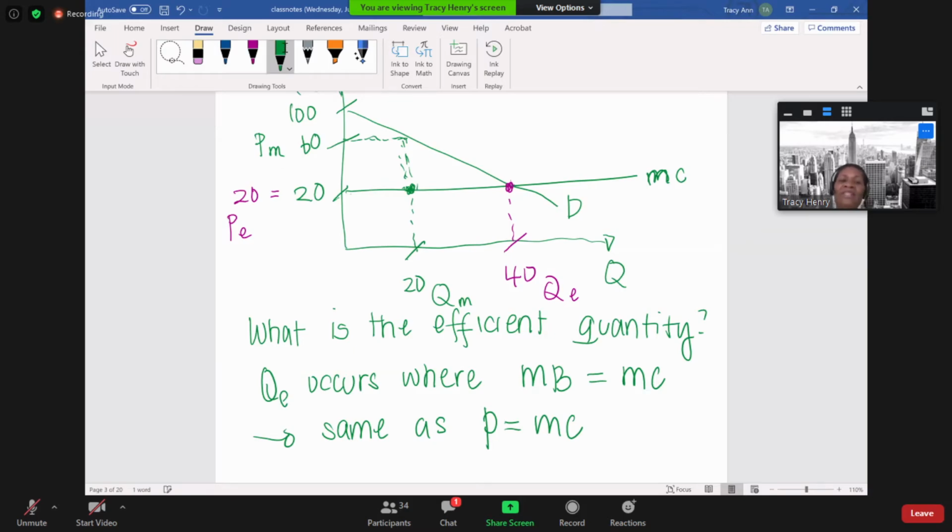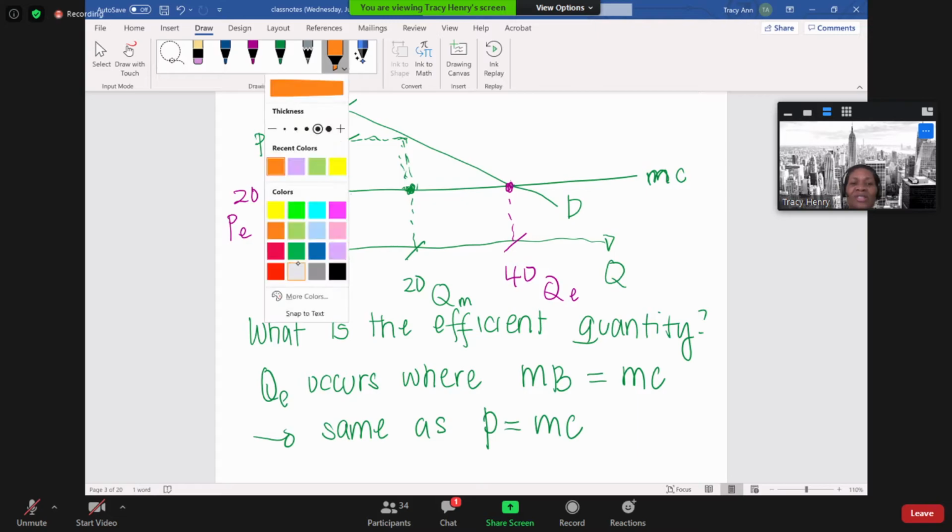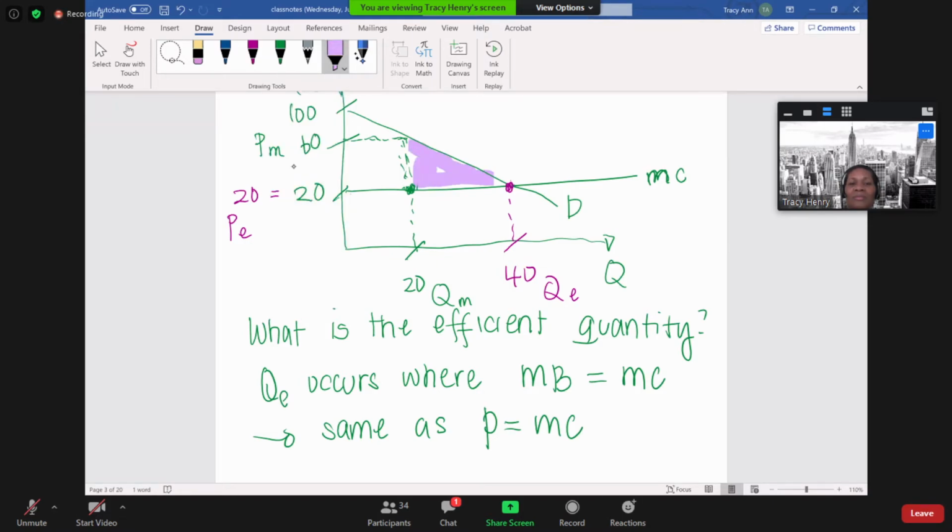So if this was a competitive market, by the way, then the competitive firms will collectively supply 40 and charge a price of $20. But as one firm, a monopoly would supply 20 and charge a price of $60. So if you look at this kind of situation, then it turns out that your deadweight loss is equal to this area. This area is your deadweight loss.